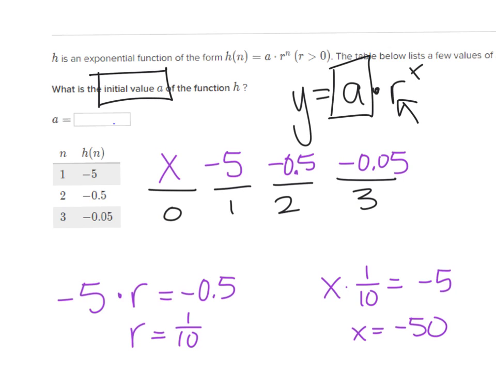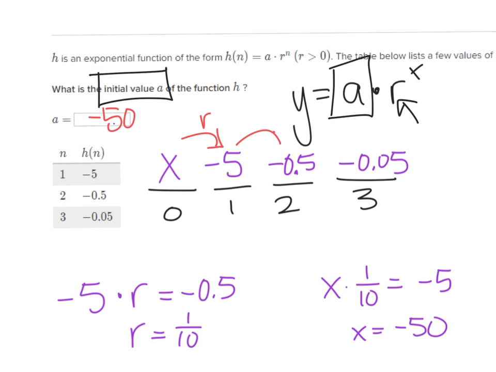And I have that when x is 1, y is negative 5, and when x is 2, y is negative 0.5, and when x is 3, y is negative 0.05. So you might just recognize, hey, multiply by 10, multiply by 10, multiply by 10. Kaboom, the answer is negative 50. Let's redraw that.